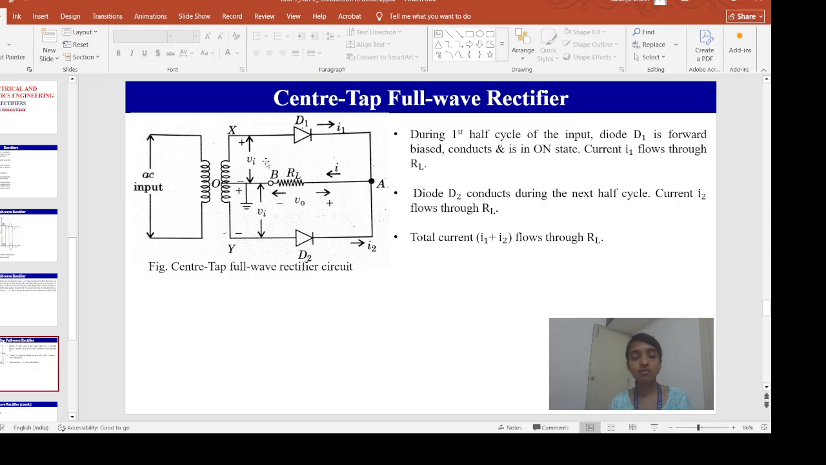For the positive half cycle of the input signal, this diode D1 is on, so current I1 is flowing through the RL. For the negative half cycle of the input signal, this diode D2 is on, so I2 is flowing through the RL. So what is the total current I flowing through this RL for both the half cycles of the input signal? I1 plus I2.